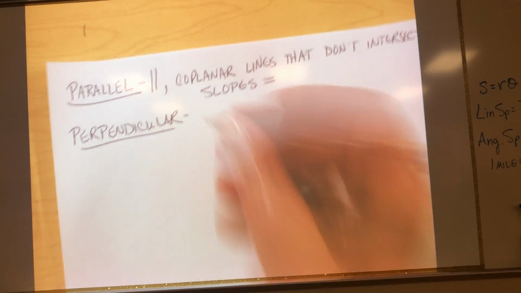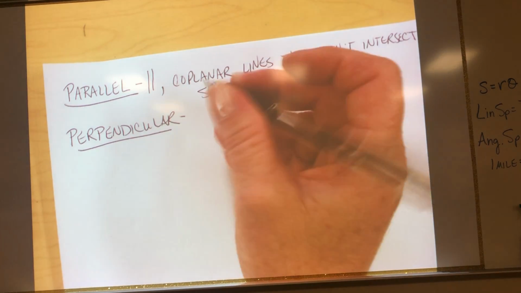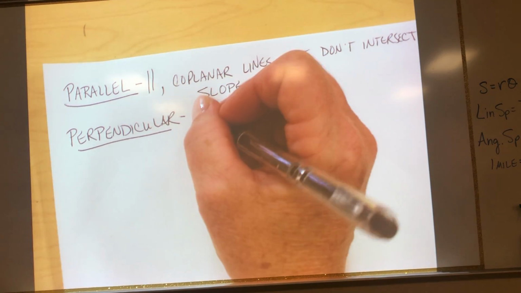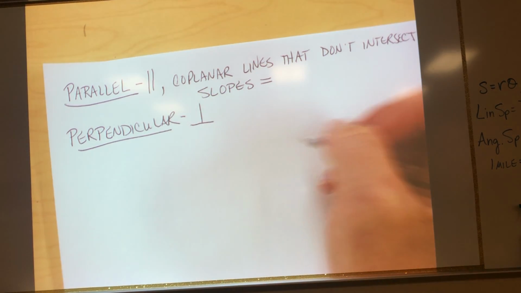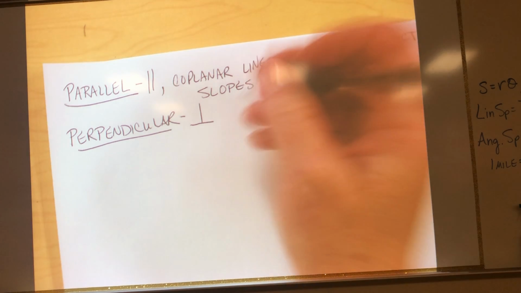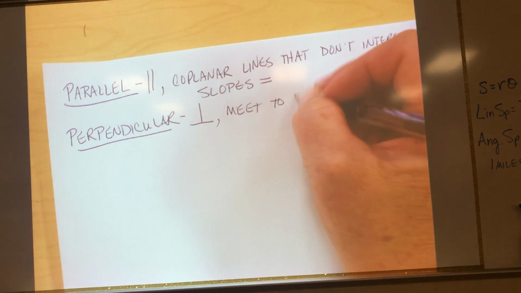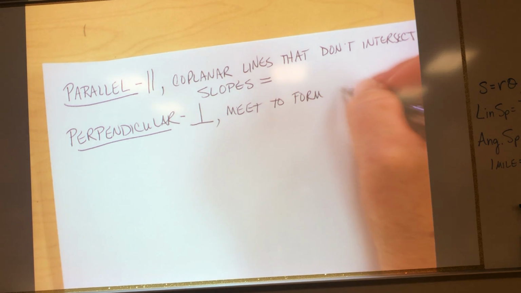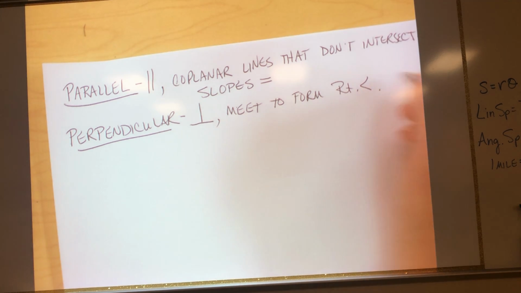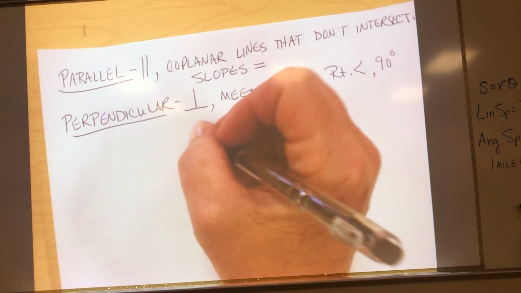All right, perpendicular. What's the symbol for perpendicular? It's a right angle. Yeah, it's a little upside down capital T, okay? And it means that they meet in the middle to form a right angle, which is 90 degrees. Do y'all agree with that? Okay. Tell me about their slopes.